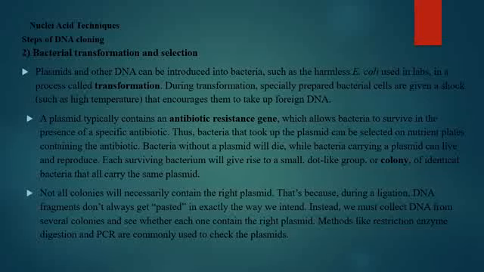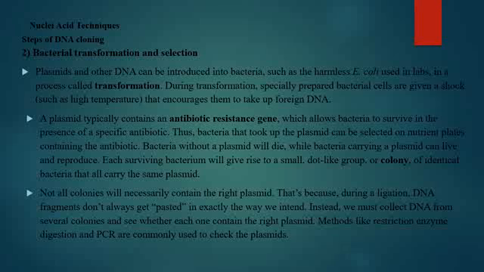Then the second step is bacterial transformation and selection. I mentioned plasmids earlier. So plasmids and other DNA can be introduced into bacteria, such as E. coli, which we have in our labs daily, in a process called transformation. Now, during transformation, specifically prepared bacterial cells are given a shock, that is a high temperature shock, which encourages them to take up the foreign DNA. So when the shock comes, they open up and then the foreign DNA enters.